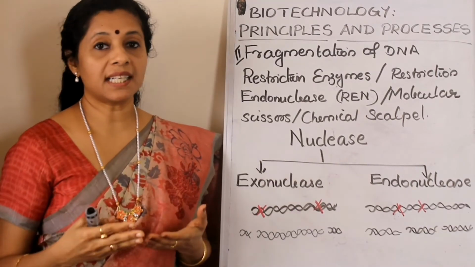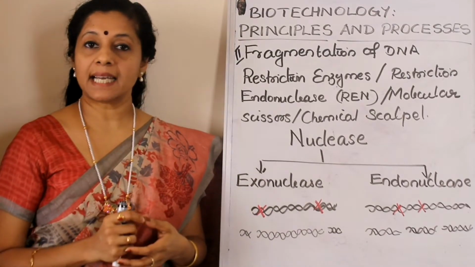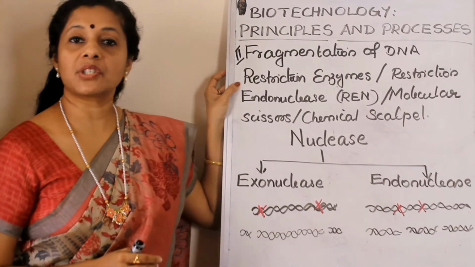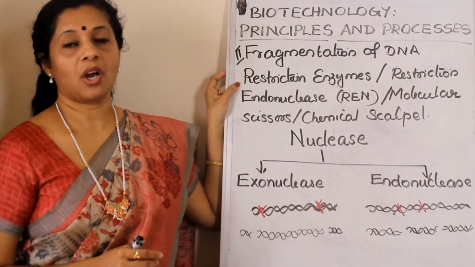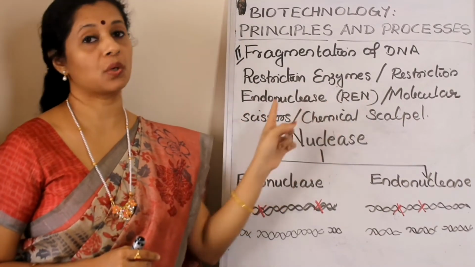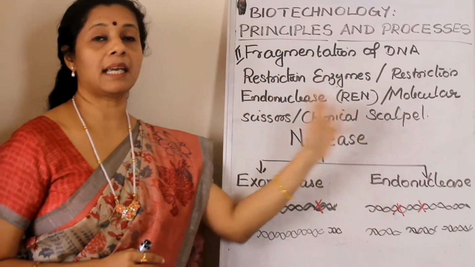So how can we cut it? With the use of certain enzymes. The enzymes used for cutting DNA fragments are called restriction enzymes, or specifically they can be called restriction endonuclease, or they are also called molecular scissors or chemical scalpel.